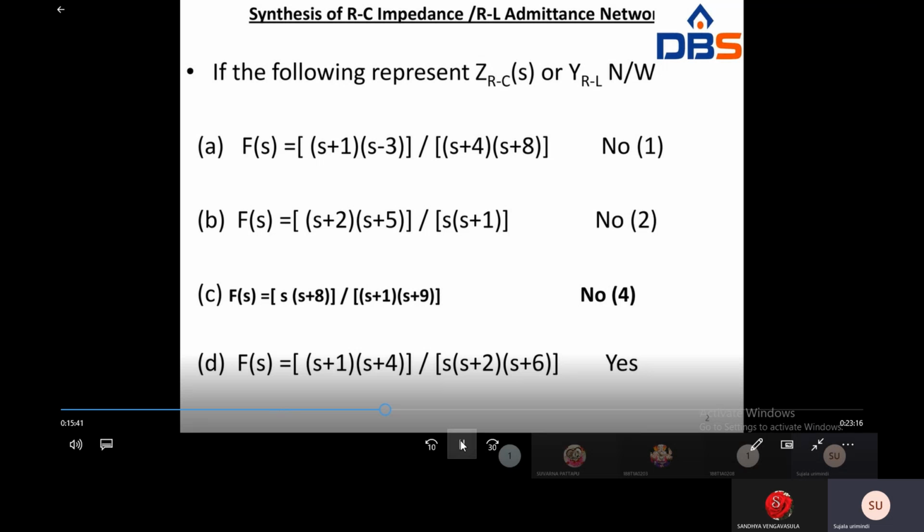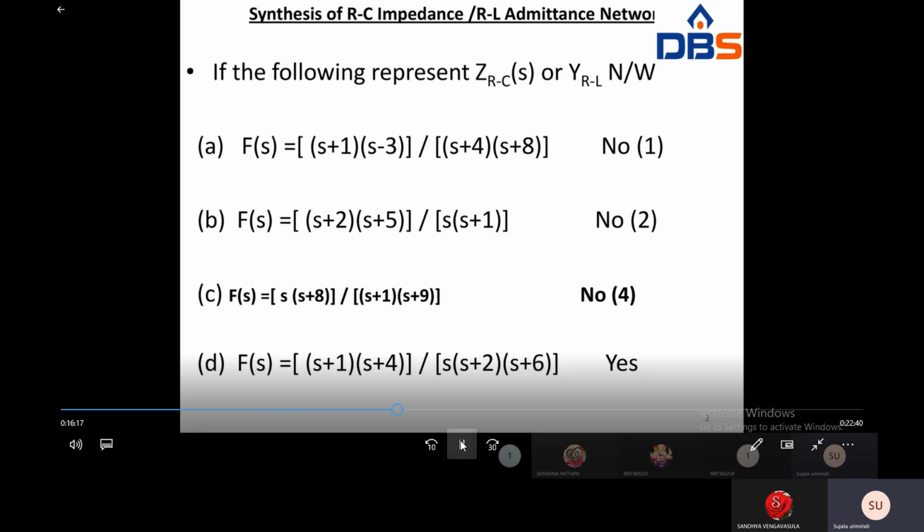And finally, when you take all the properties together: whatever zeros and poles there are, they lie on the negative real axis. The second one is that they alternate, that means one after another there will be one pole, one zero, and the point nearest to the origin will be a pole, and all the residues we get must be positive. So this condition will be satisfied for the RC impedance.